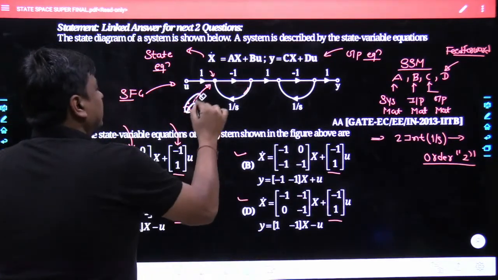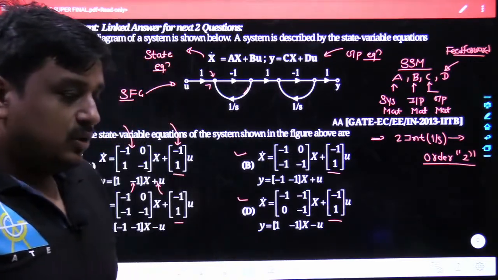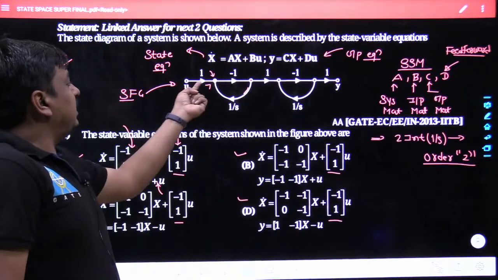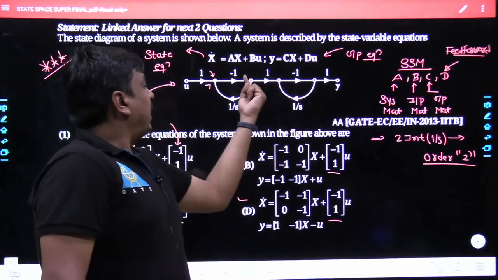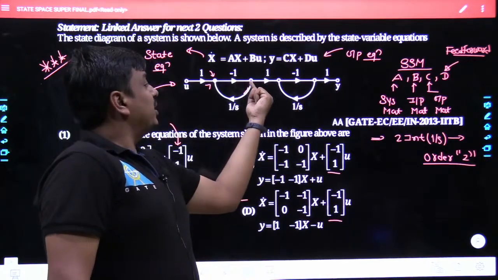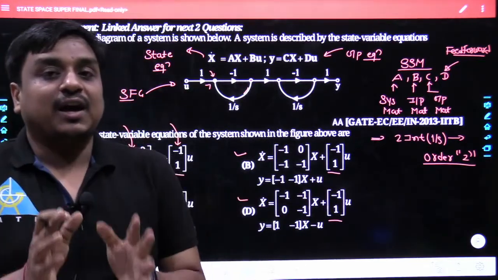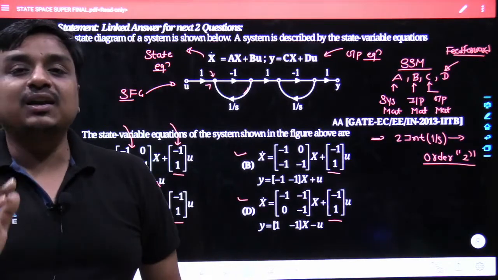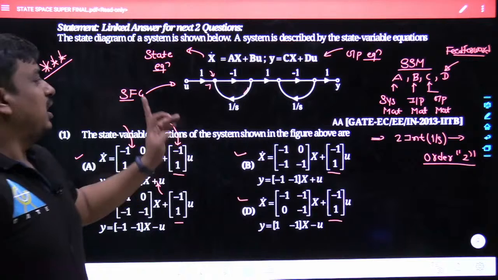Now the next important thing comes to mind. Should I take this one as x1 dot or should I take this as x1 dot? If I have taken this as x1 dot, by default it would become x2 dot, and if I take this node as x2 dot, by default it would become x1 dot. That is what I am saying. It is a type of challenging problem. If you have not seen this sort of problem earlier, and if you have not practiced this sort of problem, definitely you are going to be stuck in your GATE examination.